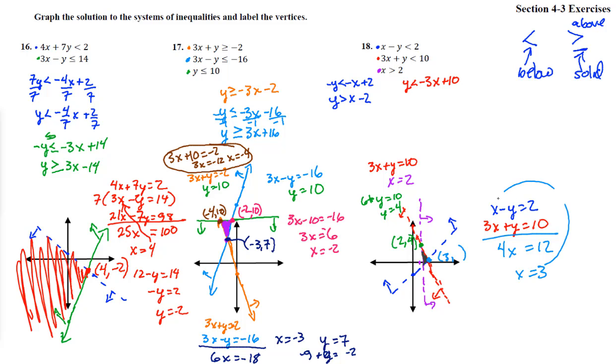And stick that right up there. We get 3 minus y equals 2. Subtract 3, we get minus y equals negative 1, and divide by negative 1, y equals 1. So this is the point 3, 1.